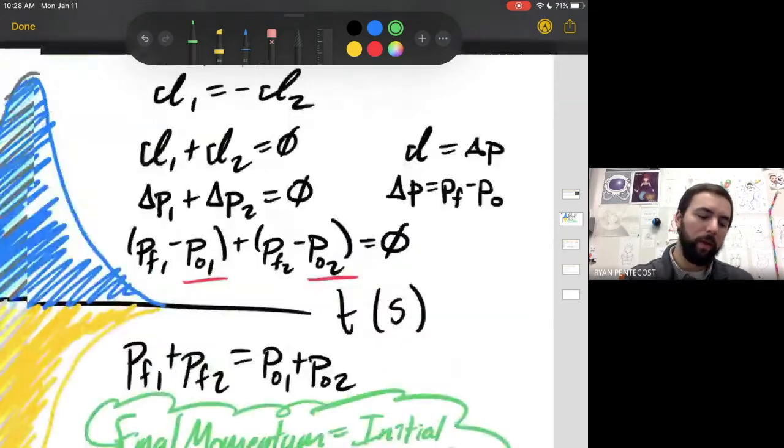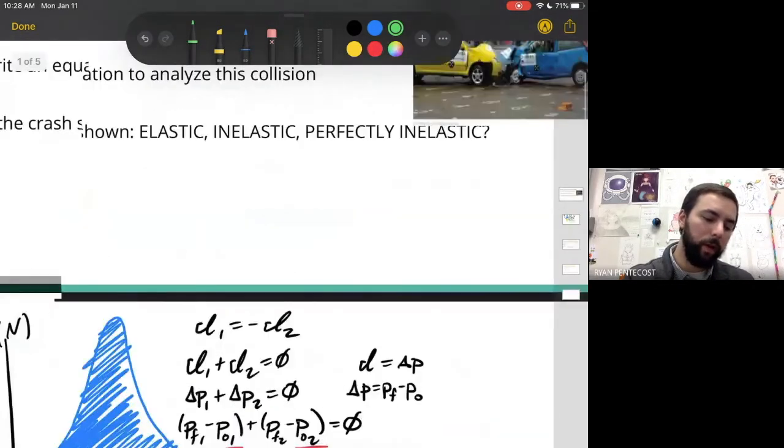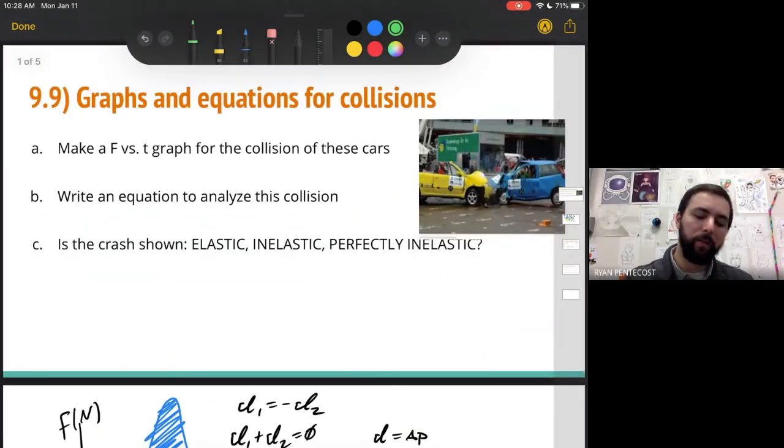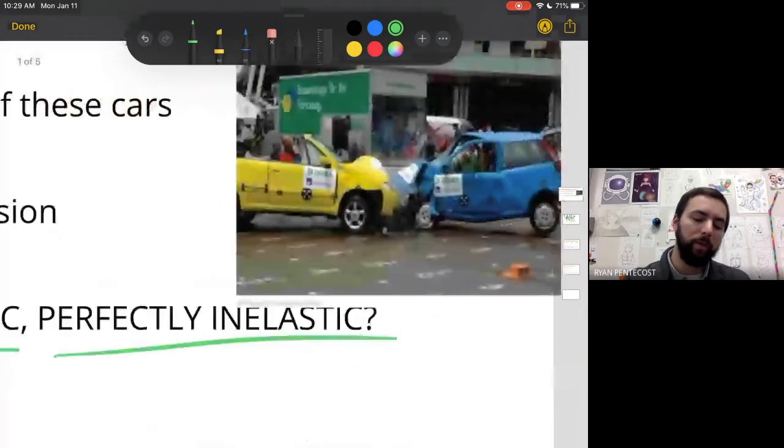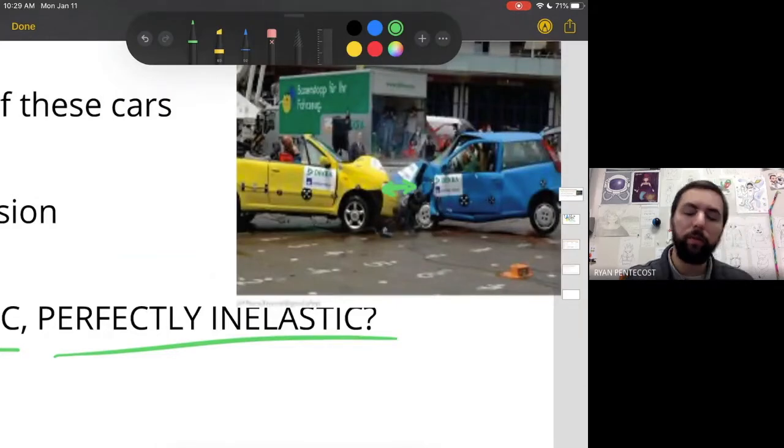Now, we also want to look at this crash as shown. Is it elastic, inelastic, or perfectly inelastic? We'll talk about those on the next slide. But here we see that the cars seem to have separated a little bit. They do not seem to have stuck together, so that can't be perfectly inelastic. But the cars realistically are going to come to a stop. They are not bumper cars where they will just continue off in their own directions.